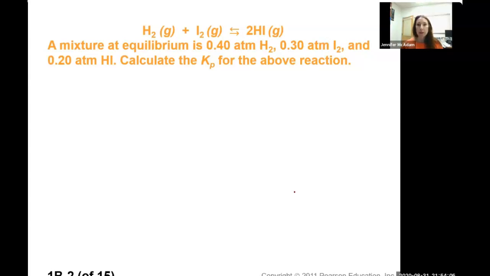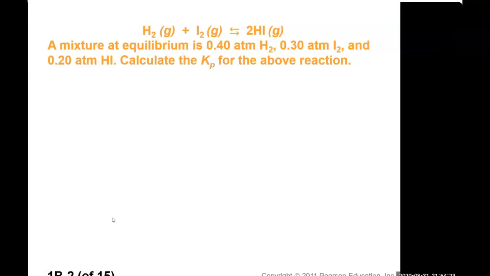So we have a mixture at equilibrium that has 0.4 atmospheres H2, 0.3 atmospheres I2, and 0.2 atmospheres HI. Calculate Kp. So try this. I'll give you 2 minutes for this one, and then type your answer in the chat, and then we'll go over it. Don't make this one harder than it should be. And again, if you're watching this later, make sure you try this one now.